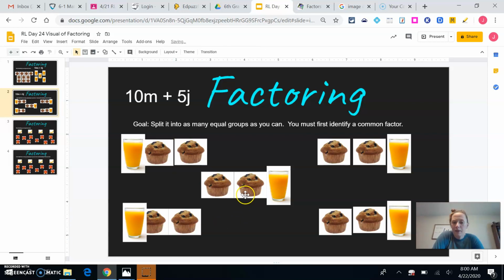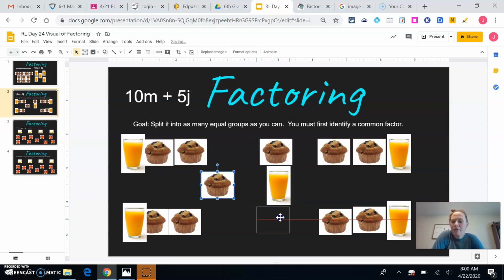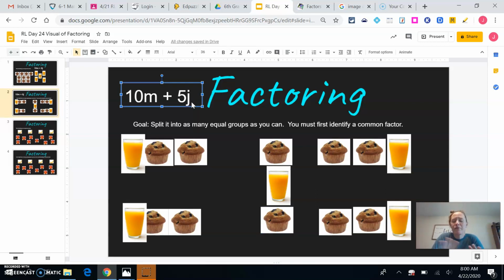Today is really about splitting equally. Every group, all 5 groups, have 1 cup of juice and 2 muffins. So if I have 5 cups of juice and 10 muffins, I can split that equally amongst 5 people. So I can pick 5 people to have this breakfast this morning, okay? And that's factoring. We took our total and we split it into groups.